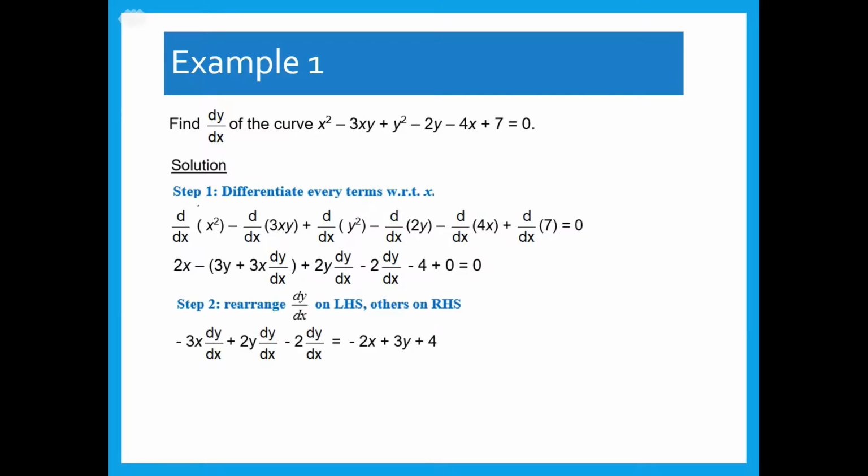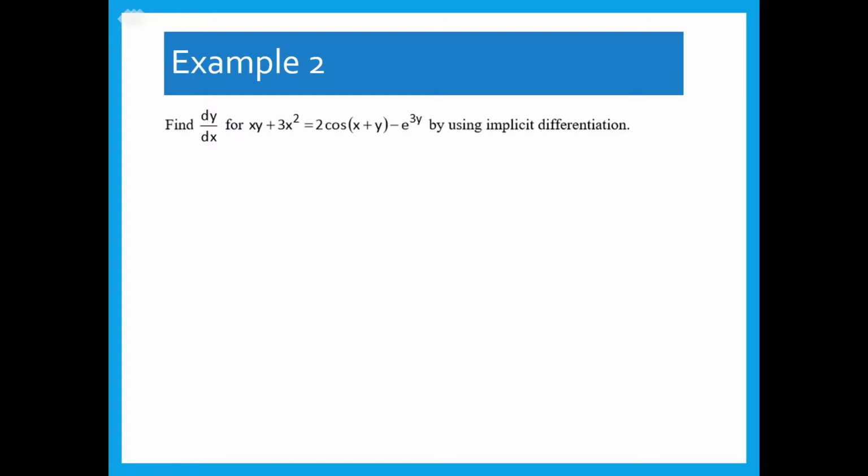Next, move all dy over dx terms to the left and all other terms to the right. Then, factorize dy over dx and simplify. You should be able to obtain the following answer. Let's proceed with example 2.